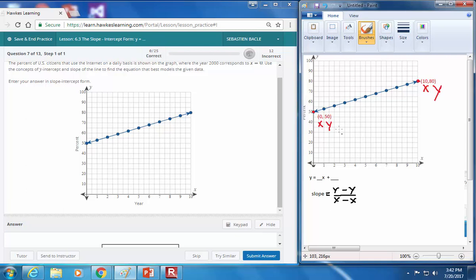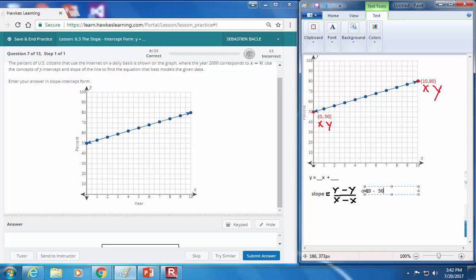So here I'm going to start with the second point. It doesn't matter which one you call the first point or the second point. I'm going to start with the 80 just because it's going to make the computations a bit easier. So 80 is my first y value, and I'm going to do a minus, and 50. And if I started with 80 on top, I'm going to have to start with 10 on the bottom because that's my first point here. 10, and then minus 0.